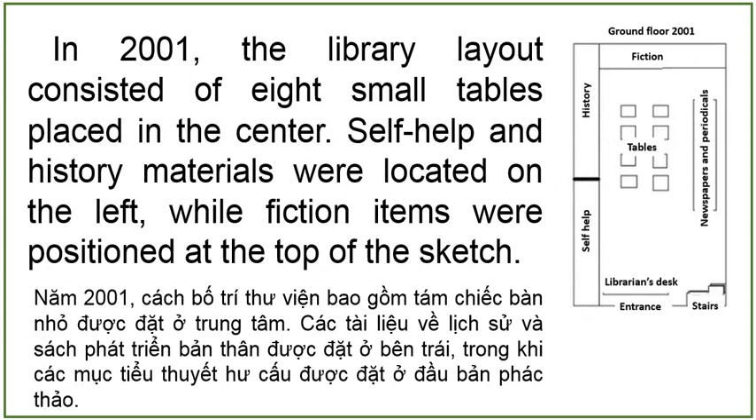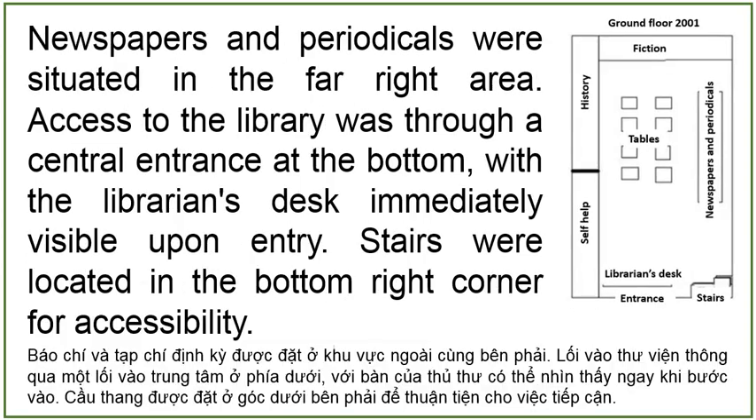Self-help and history materials were located on the left, while fiction items were positioned at the top of the sketch. Newspapers and periodicals were situated in the far right area. Access to the library was through a central entrance at the bottom, with the librarian's desk immediately visible upon entry. Stairs were located in the bottom right corner for accessibility.